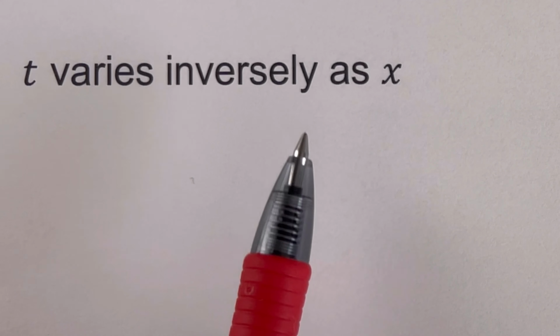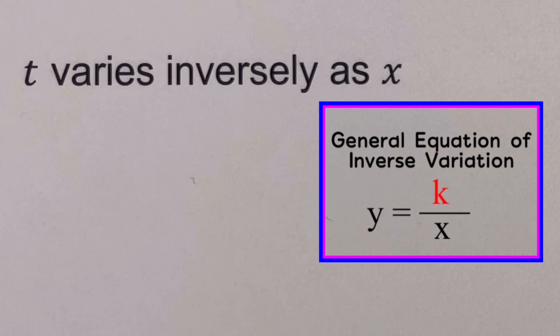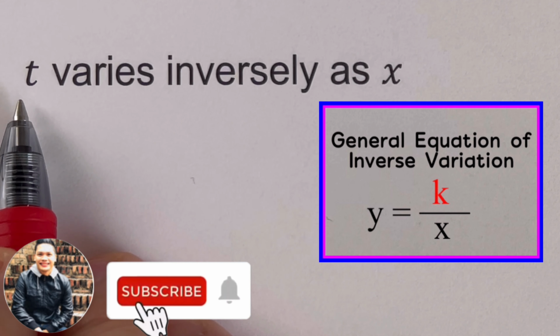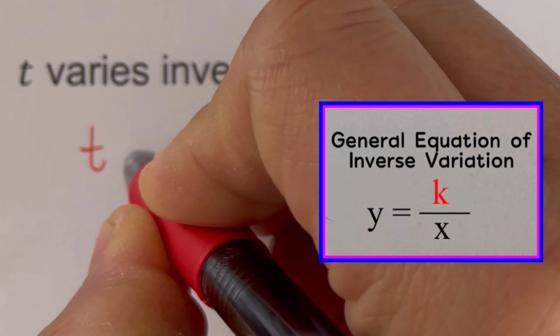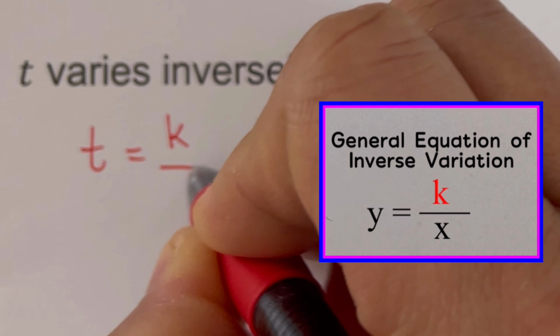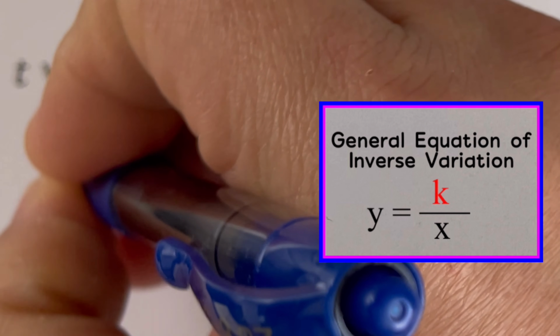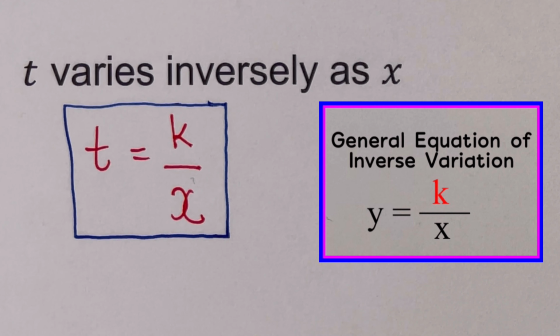Okay, going back here, let's go over the first example. T varies inversely as x. Now we remember that the general equation for inverse variation is y equals k over x. So in this case, we have t varies inversely as x, so I can write t equals k over x. So this is the equivalent equation for this statement. Now let's move on to the next example.